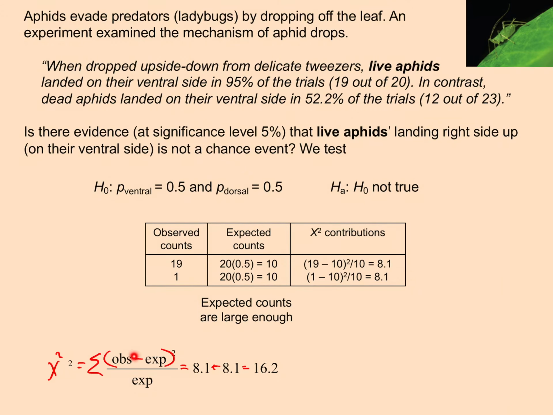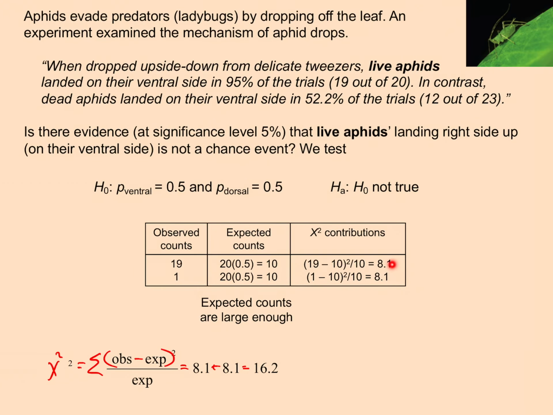So look down here: observed minus expected, squared, divided by expected. So 19 minus 10, squared, divided by the expected of 10, gives you what's called a contribution of 8.1. We also need to do that for the one that landed on its back, on its dorsal side. Again, observed was 1 minus expected of 10, squared, divided by expected of 10, again gives us 8.1.